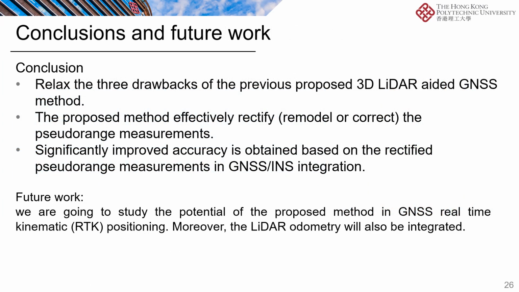Conclusions and future work. In this paper, we relax certain drawbacks of the previous 3D LiDAR aided GNSS positioning methods. The first one is that our method does not rely on object detection, and the field of view of the 3D LiDAR is significantly enhanced. We use multiple epoch data to integrate with INS using factor graph optimization, and improved accuracy is obtained. The proposed method effectively rectifies the pseudorange measurements. Significantly improved accuracy is obtained in the integration.